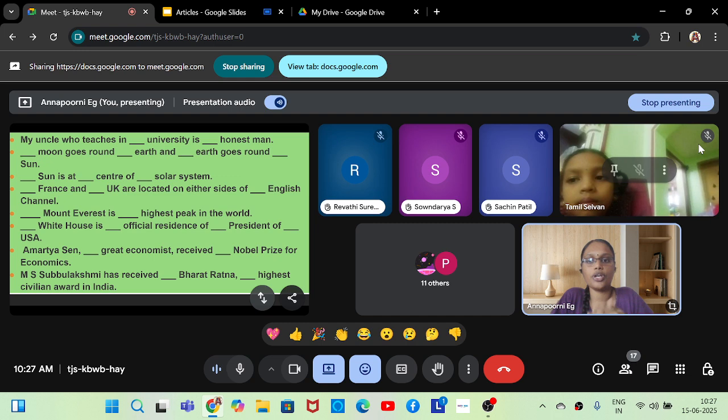Why I am using the word university, using the article the, is because I'm just translating this right into Tamil.